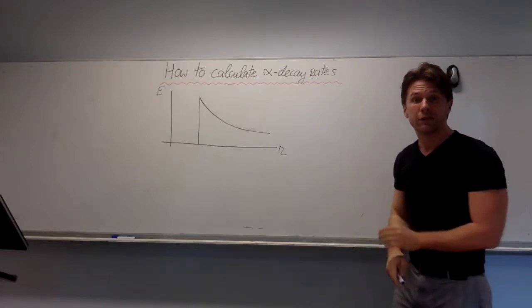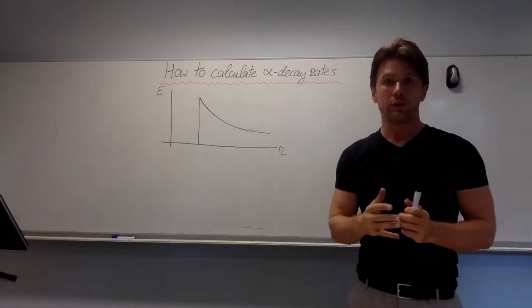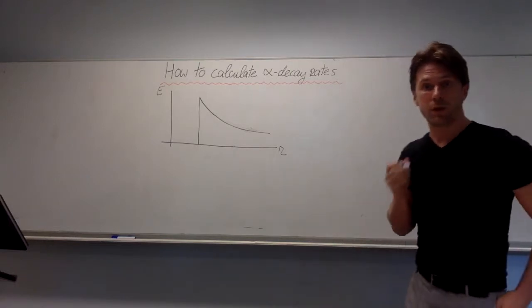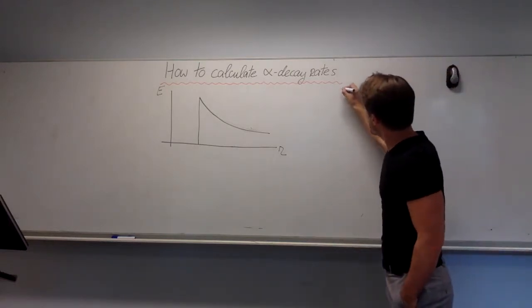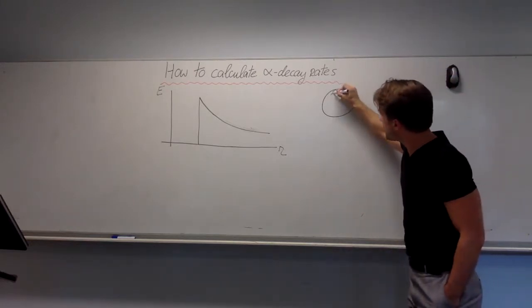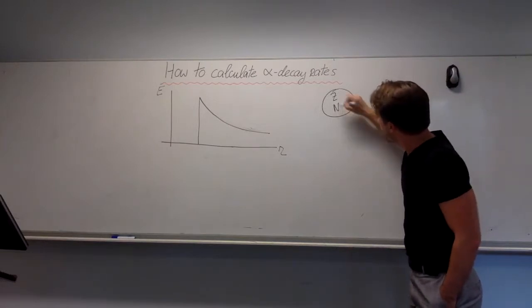Oh hi! In this video I would like to show you how you can calculate the decay rate of a nucleus that falls apart by sending out alpha particles. In other words, the situation that we're going to look at is a situation where you have a nucleus. And as you know, a nucleus consists of a number of protons, we call that number Z, and a number of neutrons, we call that number capital N.